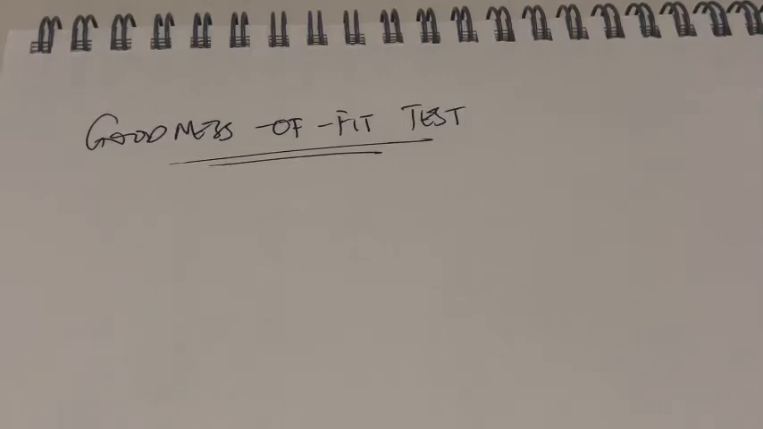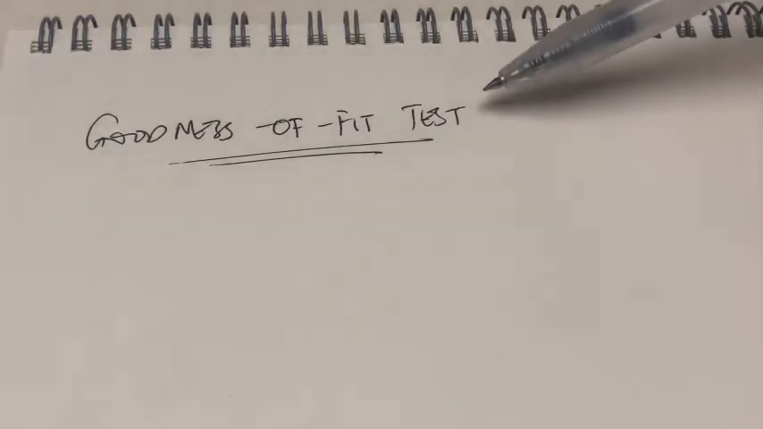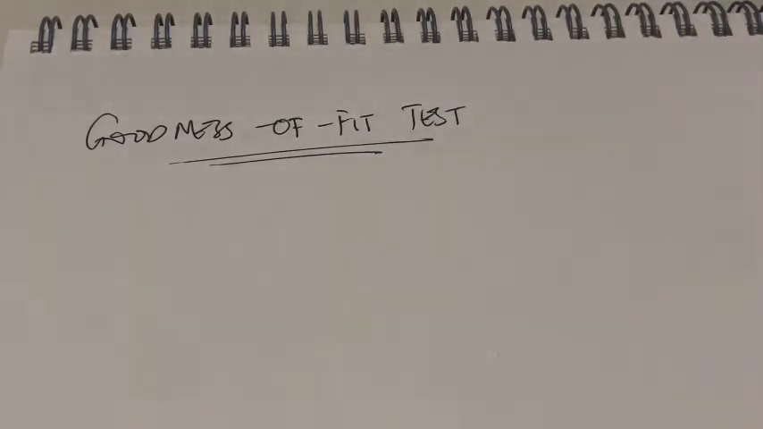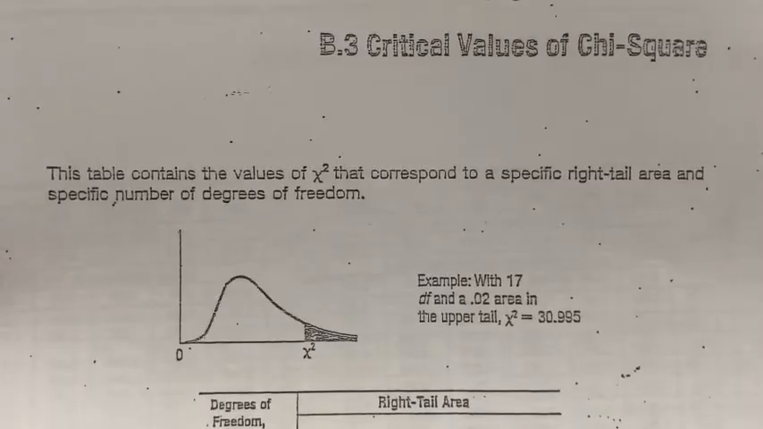In this video, we will learn another non-parametric method called the Goodness of Fit Test. Now, if you remember, in the last video we learned about hypothesis tests for proportions, right? And in that test, we used the normal distribution. However, for the Goodness of Fit test, we will use another distribution called the chi-square distribution. Now, let's take a look at how the chi-square distribution looks.